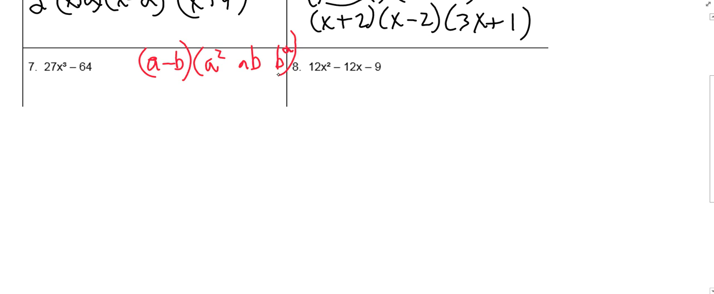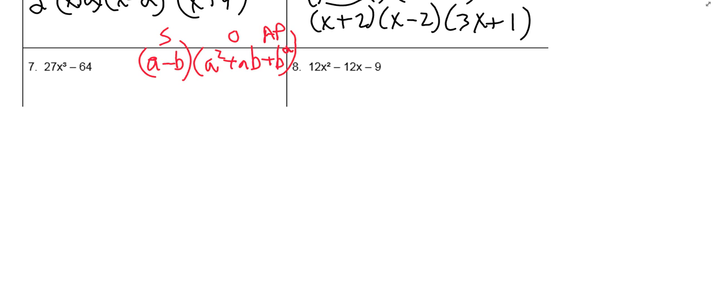And remember, we use that SOAP acronym: same, opposite, and always a plus right here. So the opposite of subtraction is plus, and always positive. So all we have to do now is identify what is our a and what is our b.